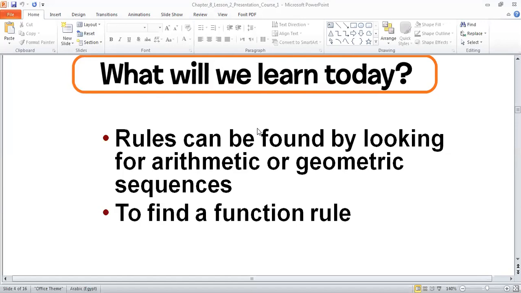Rules can be found by looking for arithmetic or geometric sequence to find a function rule. To find the function rule. I need another one. Read it, please.